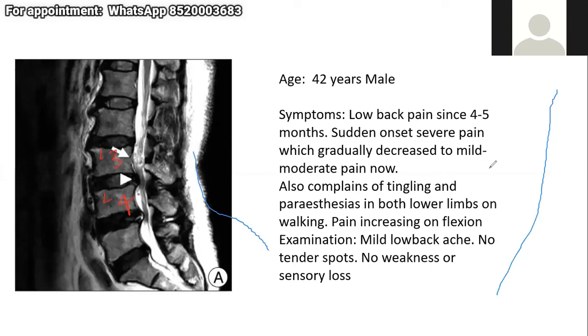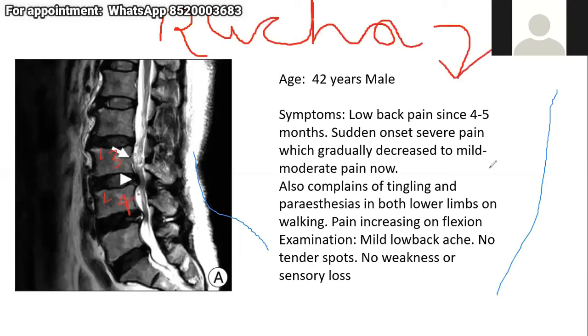Do not look at the radiology now. Just look at the symptoms. So according to symptoms, there is a severe pain which gradually decreased to mild to moderate pain now. So there might be the third stage, which is disc prolapse. There is also a complaint of tingling and paresthesias in both the lower limbs on walking. And pain is increasing on flexion.